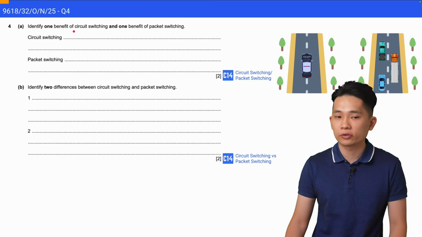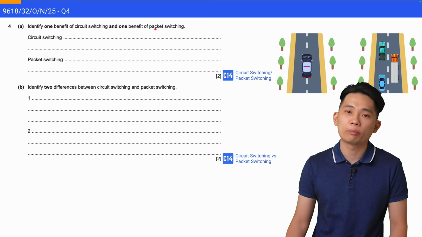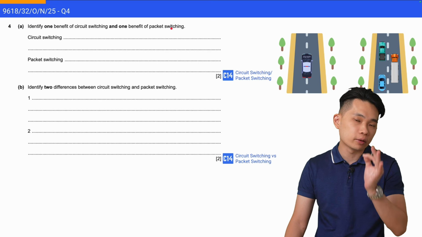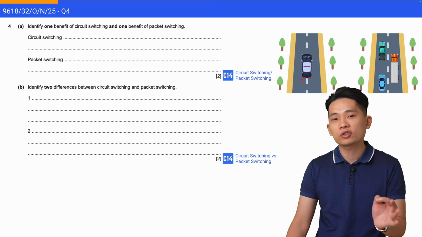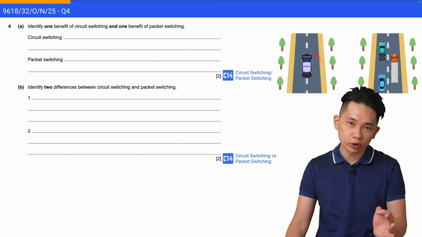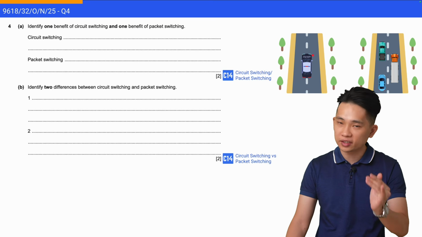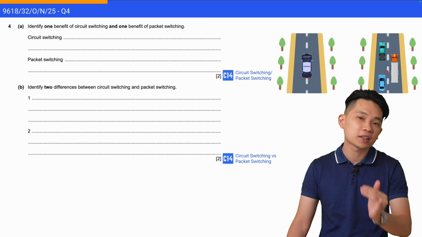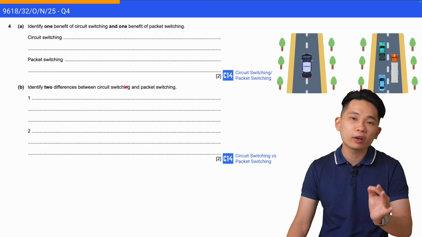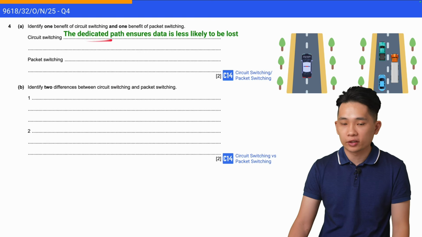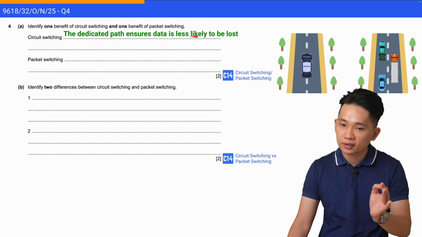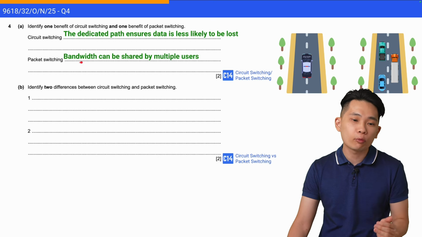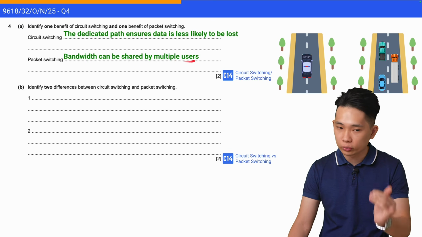Identify one benefit of circuit switching and one benefit of packet switching. When it comes to circuit versus packet switching, you can visualize the picture I show on the right here. The first one is the police using the whole road and no one else can use the road. This is circuit switching. And the second one is packet switching, whereby different cars can share the same road. So for benefit of circuit switching, we can write the dedicated path ensures data is less likely to be lost. And for the benefit of packet switching, we can write bandwidth can be shared by multiple users.